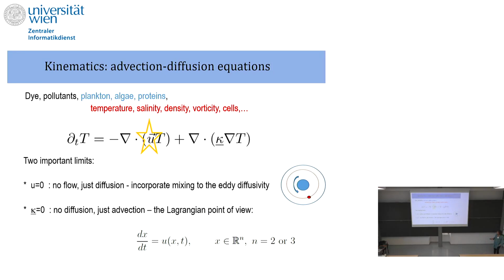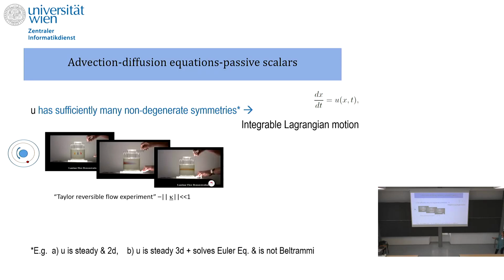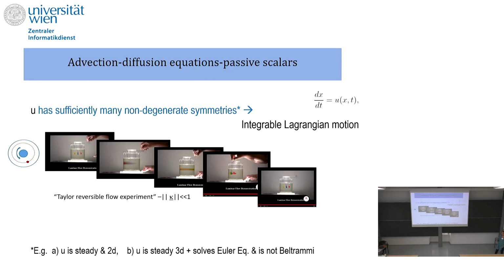Okay, so if the flow is very simple, if the particle paths in this motion are simple, then in fact the behavior is of course simple. And one of the beautiful experiments that show that are these Taylor reversible flow experiments in which you just rotate slowly the glycerin in a tank and you can reverse it and you get back essentially the same thing you started with. So in this case, when there's no diffusion, you get exactly reversibility.